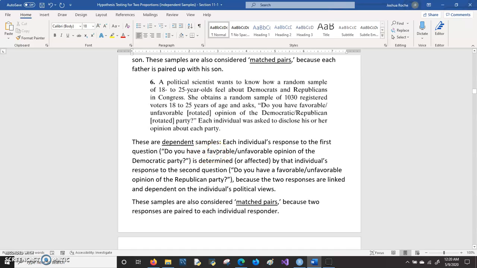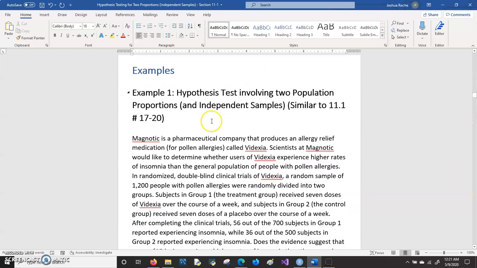The way that somebody would respond in one way to one question is going to affect how they respond to the other question, because their responses are linked and they're dependent on that individual's political views. So also these samples are considered matched pairs because the two responses from each individual are paired to each other. They're paired to the individual. In the next video, we'll take a look at the first example.